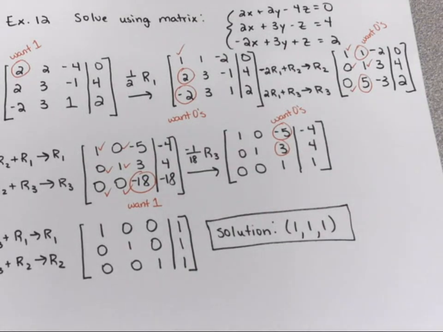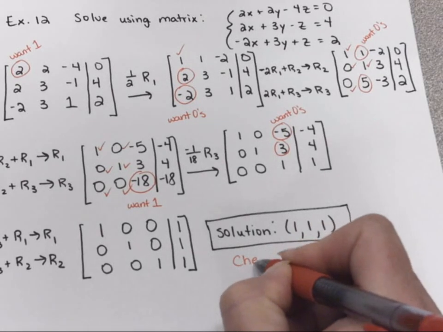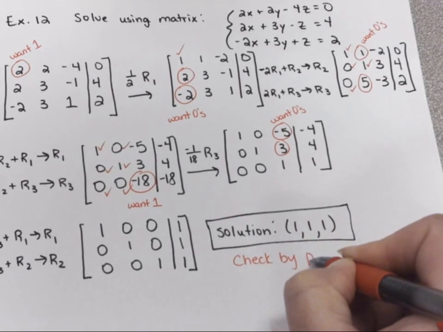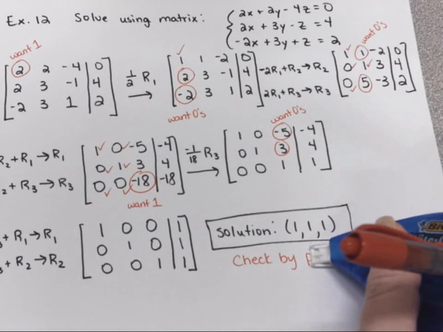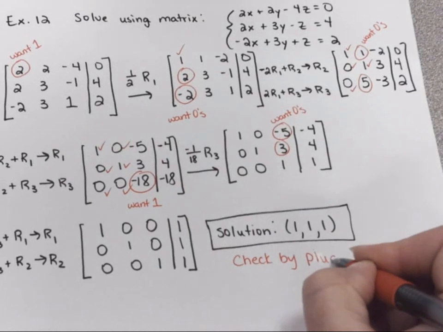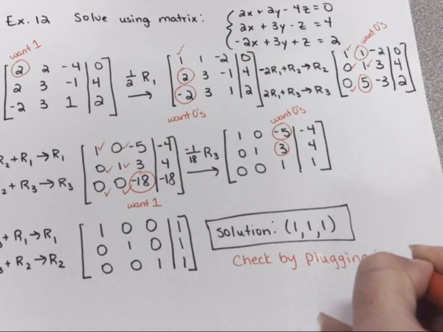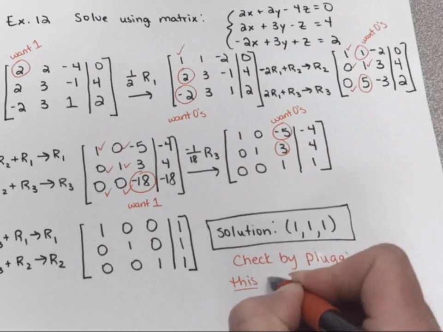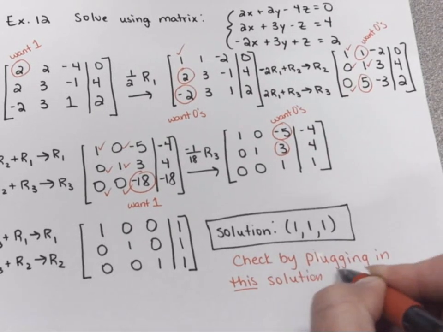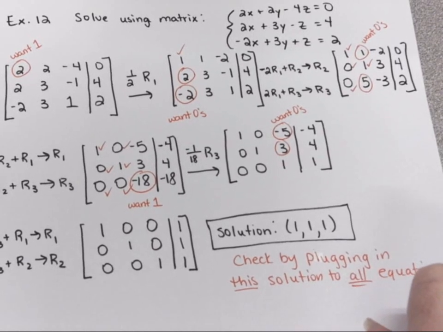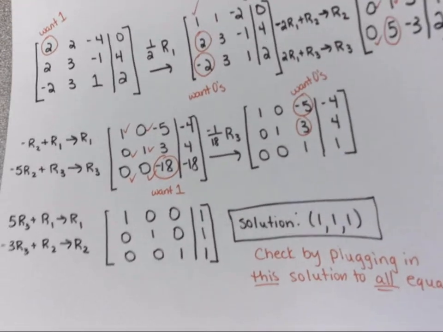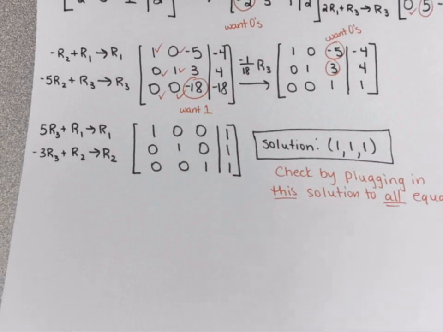And then, of course, don't forget, I didn't mention this with 3 variable systems, but how could you make sure this is right? You could check this by plugging in this answer to all 3 of the equations, right? It should work for all 3. So I'm going to say check by plugging in this solution to all equations. Okay, so just for time reasons, we're not going to do that, but I'm just saying you should be able to kind of check these and know for sure that you did it right.